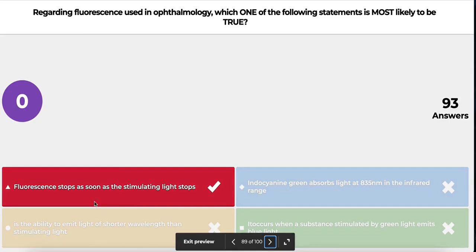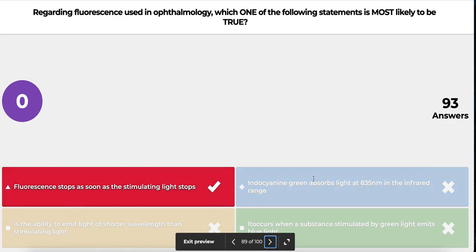So the right answer is the fluorescence stops as the stimulating light stops. When we are presenting a stimulating light, always remember the famous example of the applanation tonometry. When we are measuring the intraocular pressure, or when we are checking the ulcer, you are stimulating by the blue light, and the fluorescein strips are orange, and we get a green light of the ulcer. So we are stimulating by the light and we get green. And once we stop the stimulation by the blue light, the green color stops.